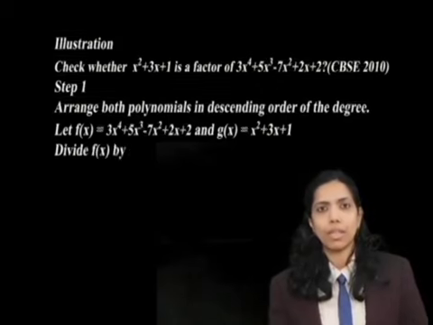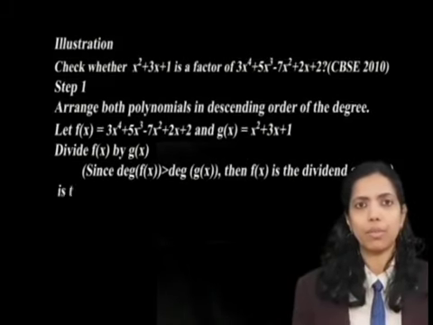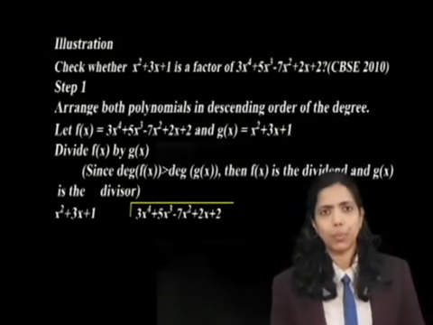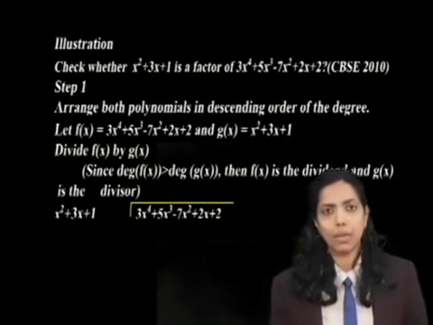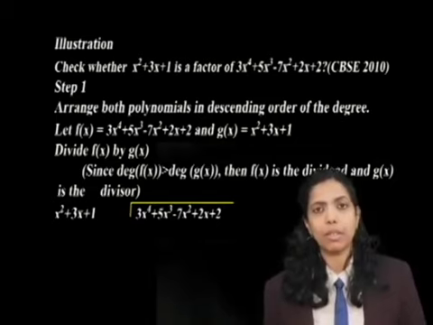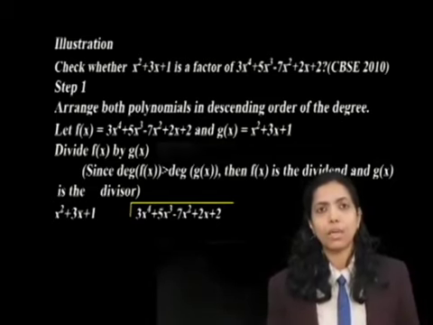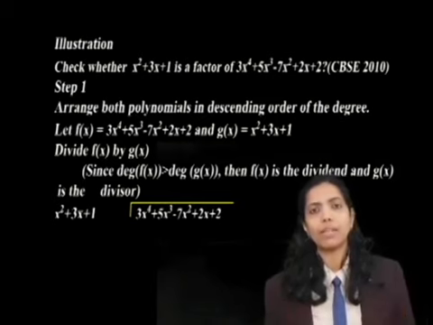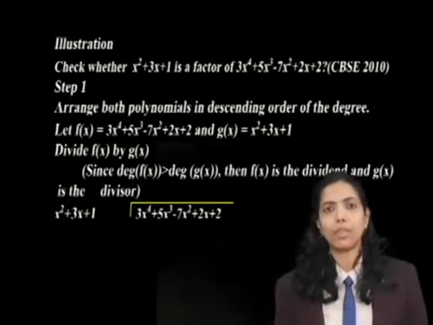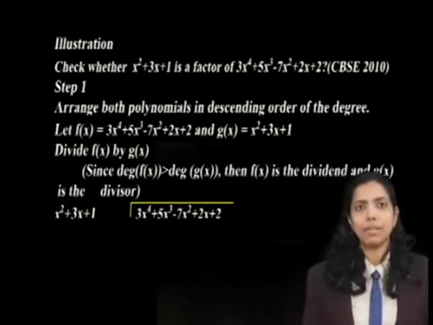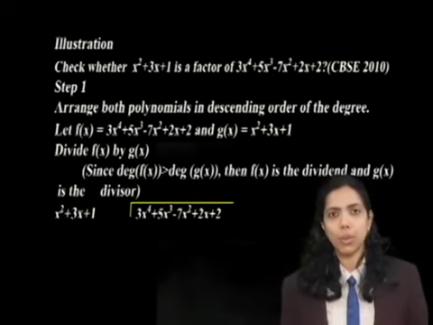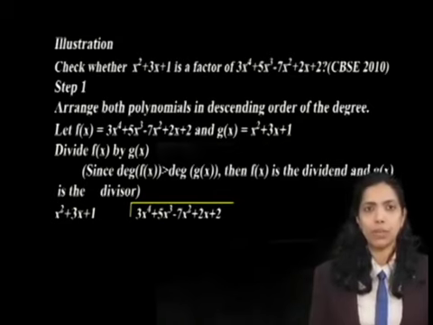Check whether x square plus 3x plus 1 is a factor of 3x to the power 4 plus 5x to the power 3 minus 7x square plus 2x plus 2. To check whether it is a factor or not, we have to go for the division, and if it is a factor, of course the remainder should be equal to 0. So what is the very first step for us? We have to arrange both polynomials in the descending order of their degree. So by arranging, we get f of x as 3x to the power 4 plus 5x to the power 3 minus 7x square plus 2x plus 2, and g of x as x square plus 3x plus 1.